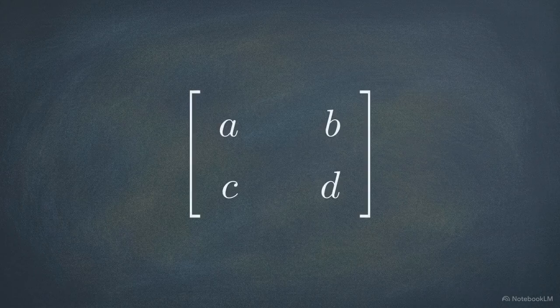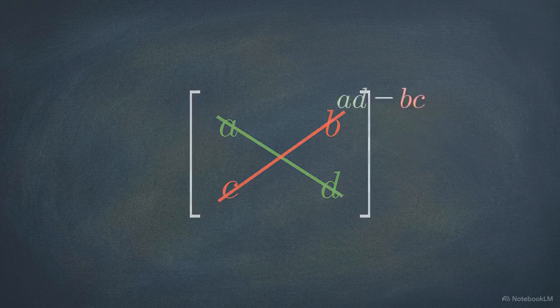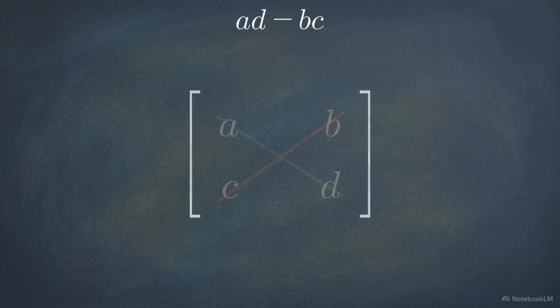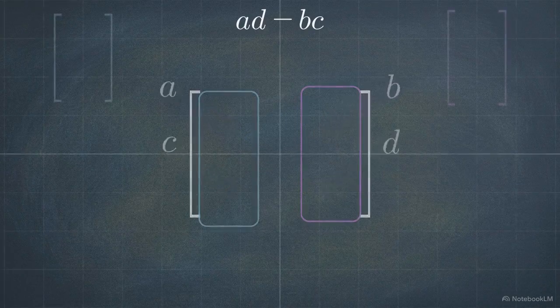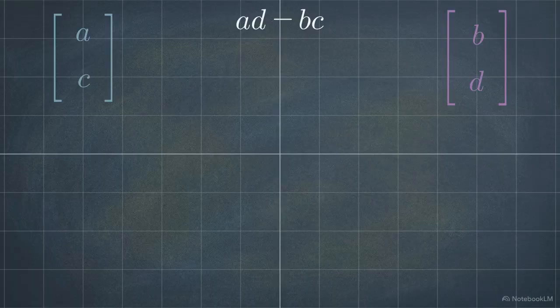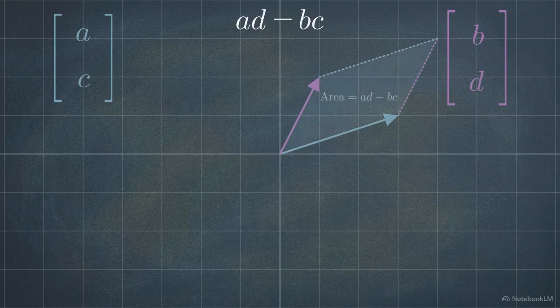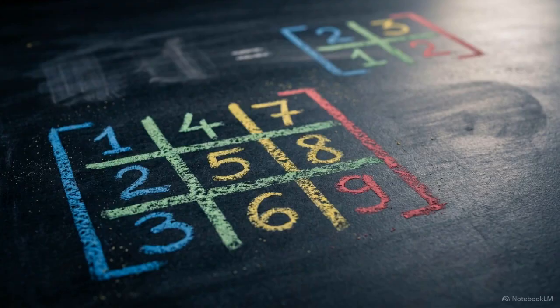For a 2x2 matrix cofactor calculation, we multiply the primary diagonal, a times d, and subtract the secondary diagonal, b times c. Geometrically, these columns represent basis vectors on a Cartesian grid. The resulting parallelogram has an area exactly equal to ad minus bc. Now we scale the complexity to a 3x3 matrix expansion.